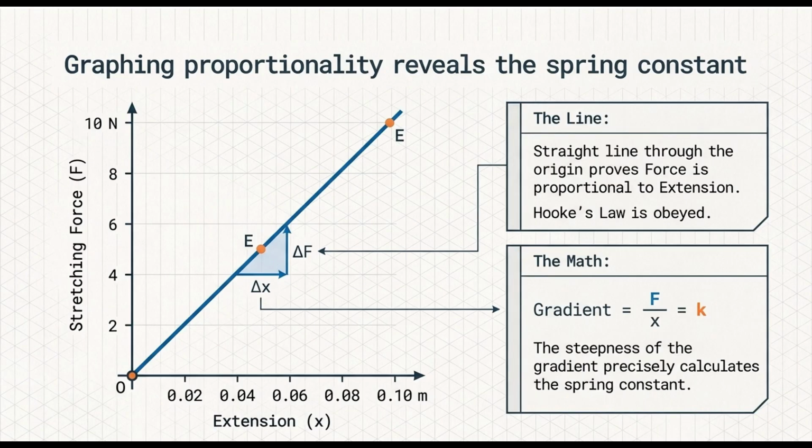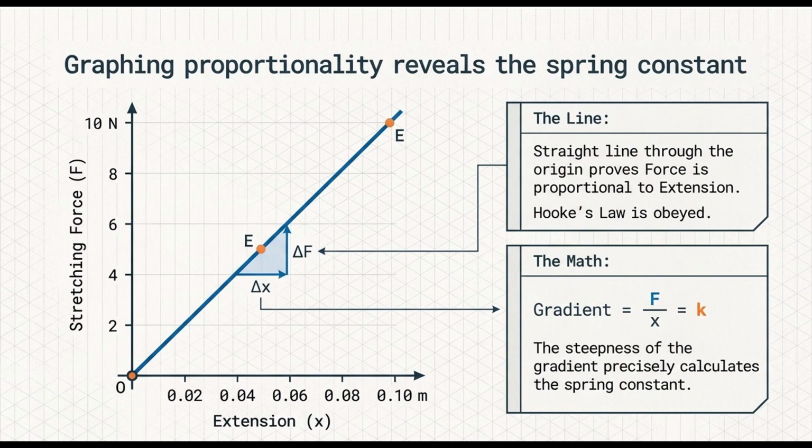Now let's see the graph. When force is plotted against extension, Hooke's law produces a straight line graph passing through the origin. The straight line indicates that force and extension are directly proportional.